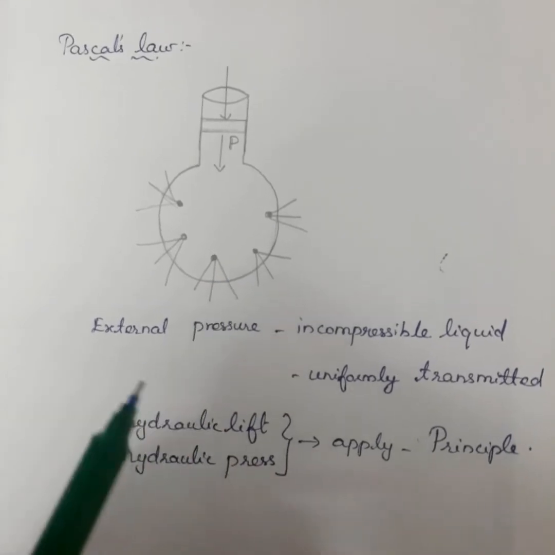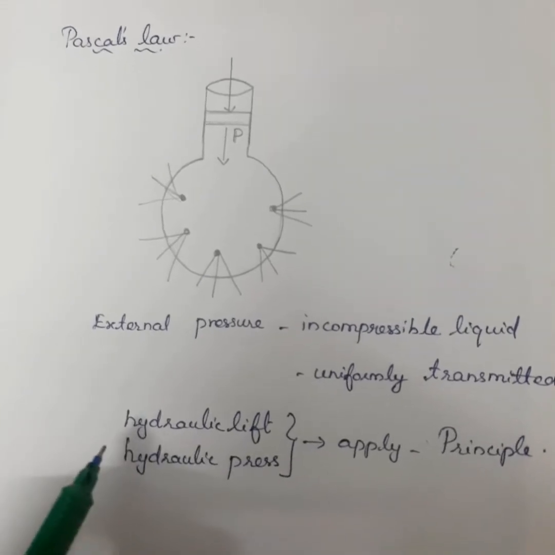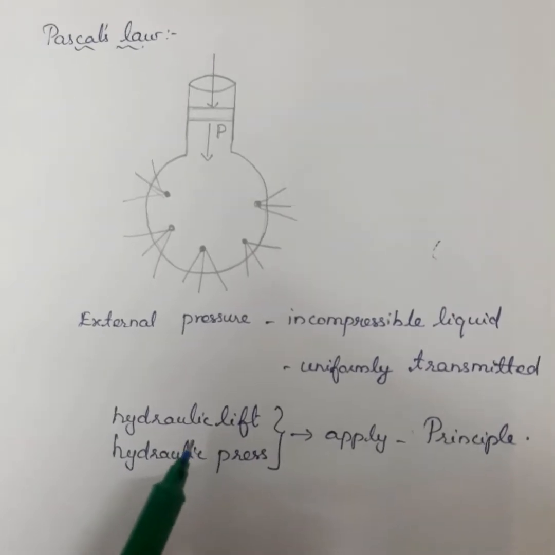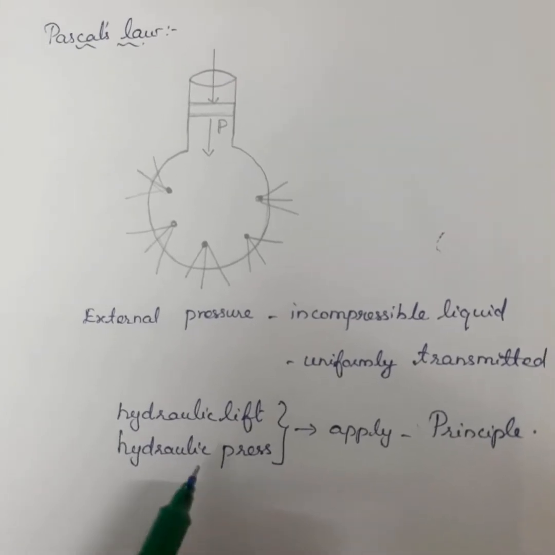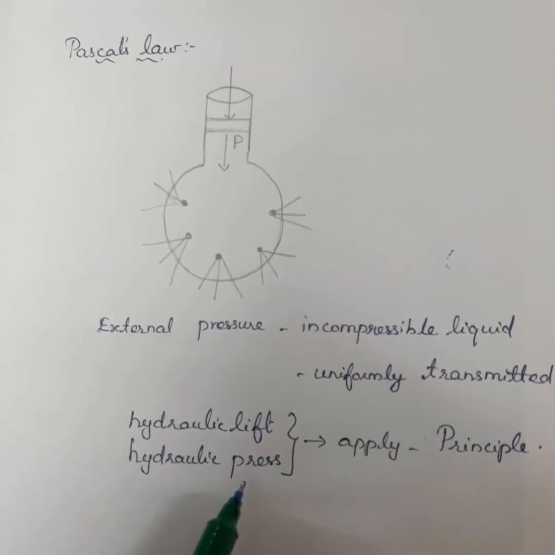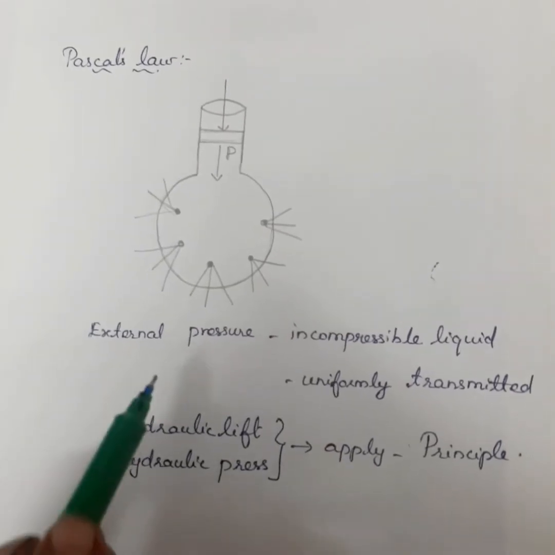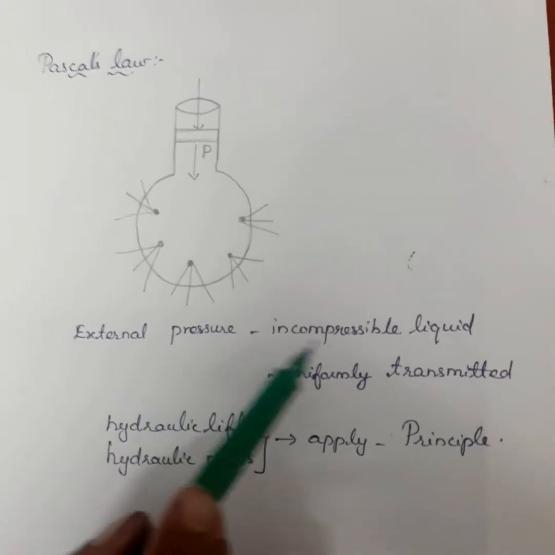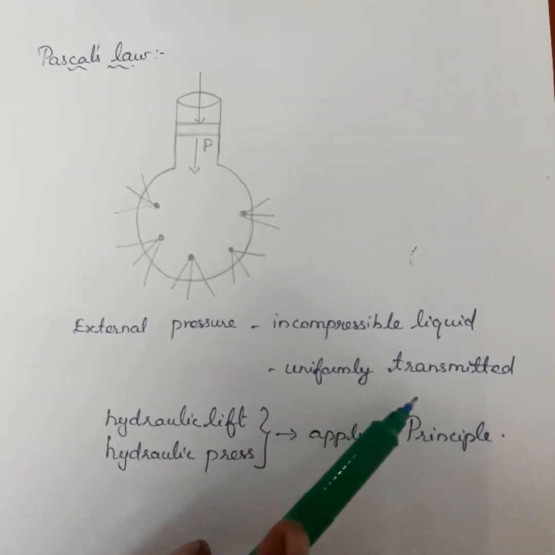This principle is applied in the hydraulic lift and hydraulic press. So what is the use of the hydraulic lift? It is used to lift heavy objects with a very small force. What is the use of the hydraulic press? It is used for molding, punching and metal forming operations. Once again, what is Pascal's law? Pascal's law states that the external pressure applied on an incompressible liquid is transmitted uniformly throughout the liquid.